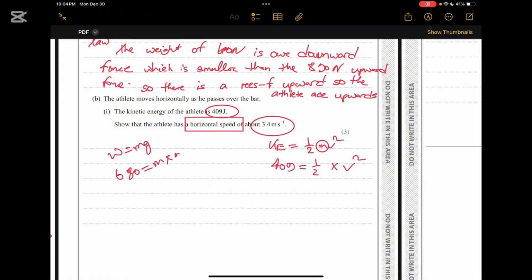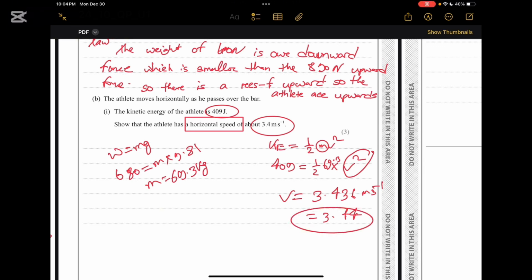680 is equal to mass times 9.81. So the mass comes as 69.3 kg. So here we will use that 69.3. If we make v squared the subject, v comes as 3.436 m/s, which can be written as 3.44 to 3 significant figures. As the question asks for 3 significant figures, we have written the answer in 3 significant figures as well.